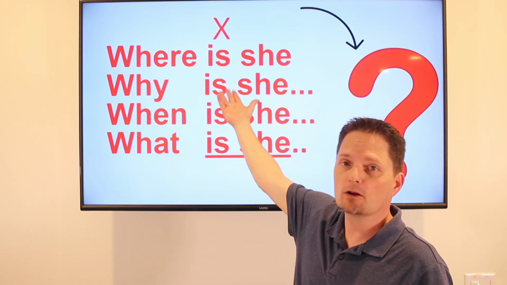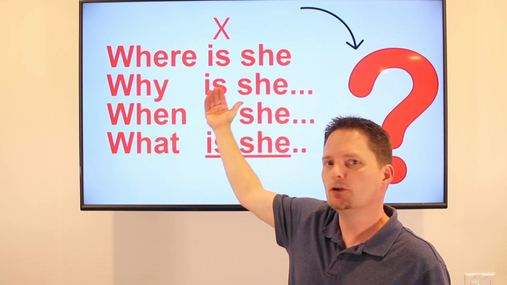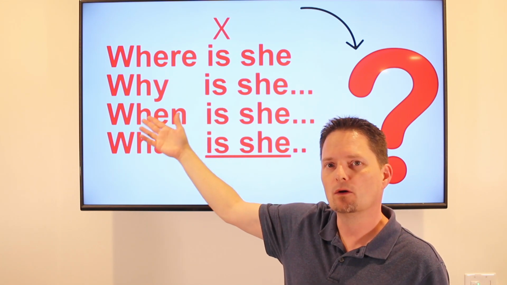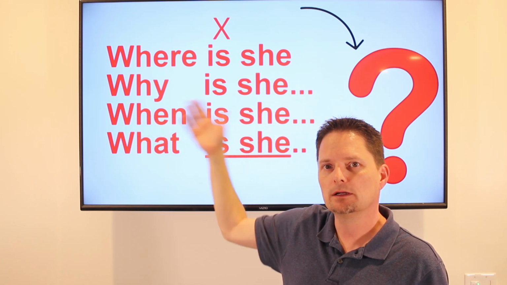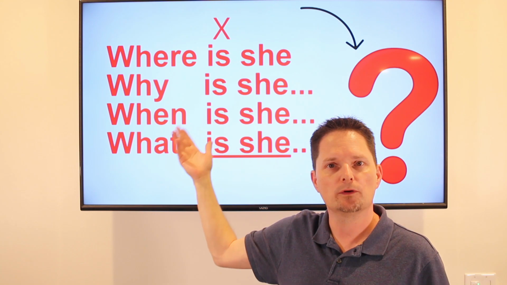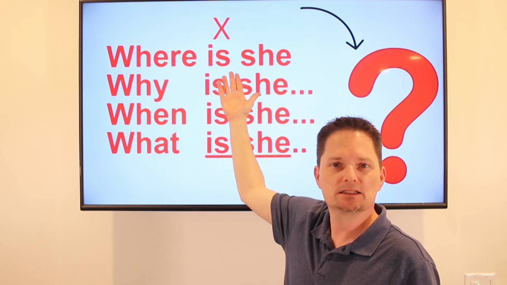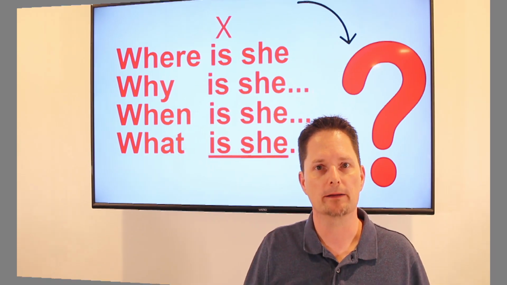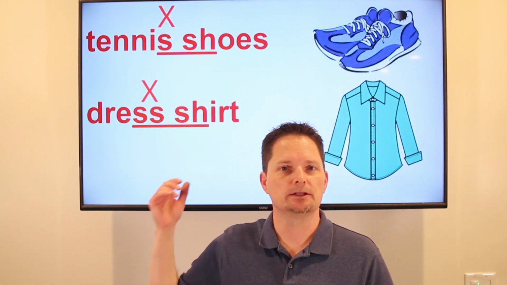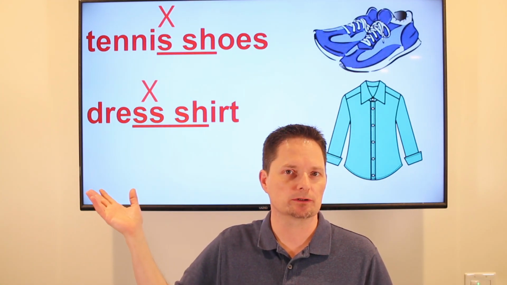Also, we're going to look at the pronunciation of is. You don't hear is. Listen, where is she going? Is she, is she? You don't hear the pronunciation of S, z. Let's find out why. Two examples, tennis shoes and dress shirt.